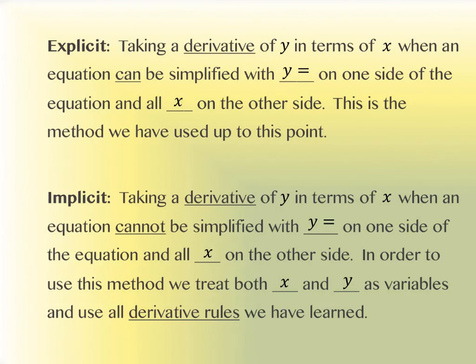Implicit differentiation is taking the derivative of y in terms of x when you can't separate it to be y equals on one side and the variable x only on the other side. Or potentially it's just not convenient to do so. It might not be helpful to simplify that way. In order to use this method, we have to treat both x and y as though they are variables and then use all the derivative rules we've learned.